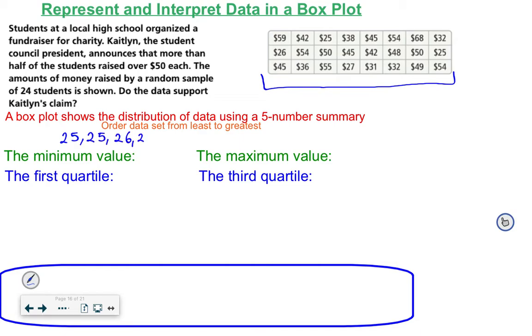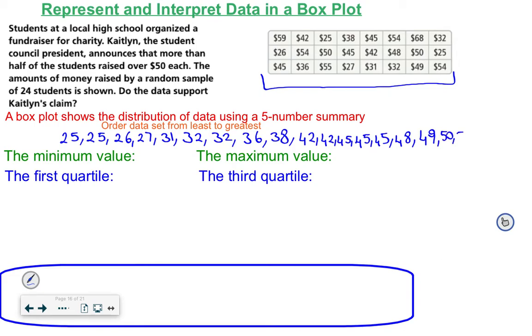26, 27, 31, 32, 32, 36, 38, 42, 42, 45, 45, 45, 48, 49, 50, 50, 54, 54, 55, 59, and 68.